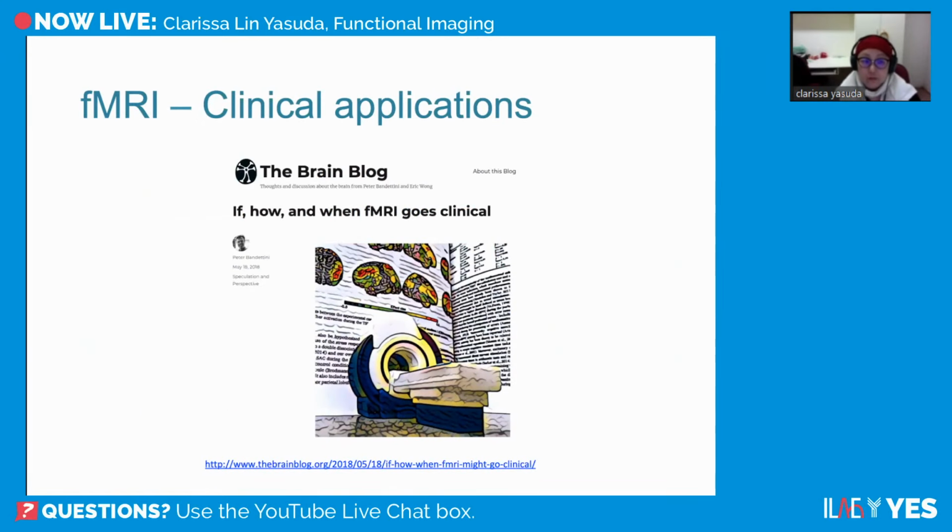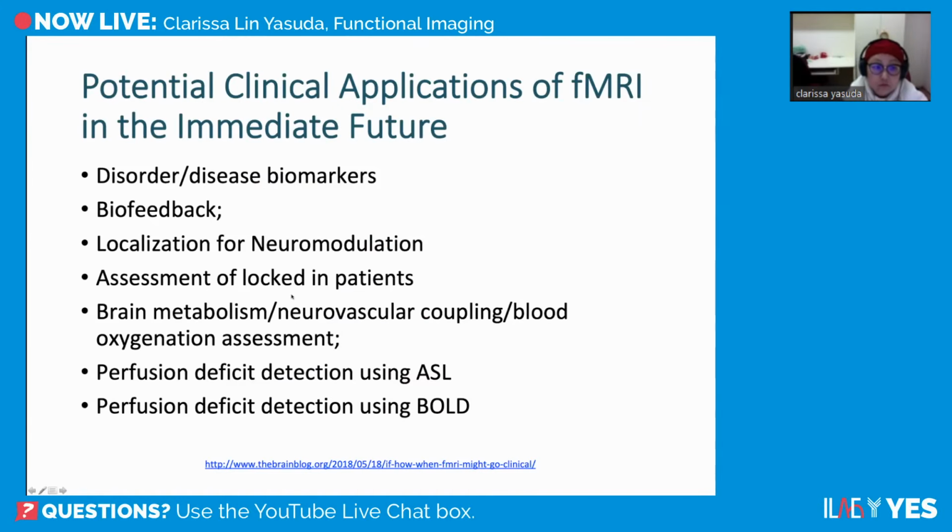And so, I just want to stimulate you, because I know that some of you may be interested in research, and there are many applications of fMRI. To remind you of some of them, you have potential clinical applications in the immediate future. You can use fMRI to develop disease biomarkers, to understand a lot of disorders. It can be used to track biofeedback. It can give you some regions for neuromodulation. You can use it to assess locked-in patients.